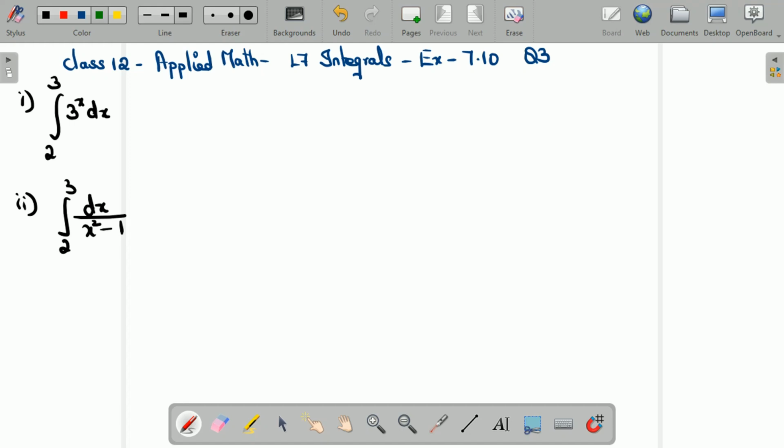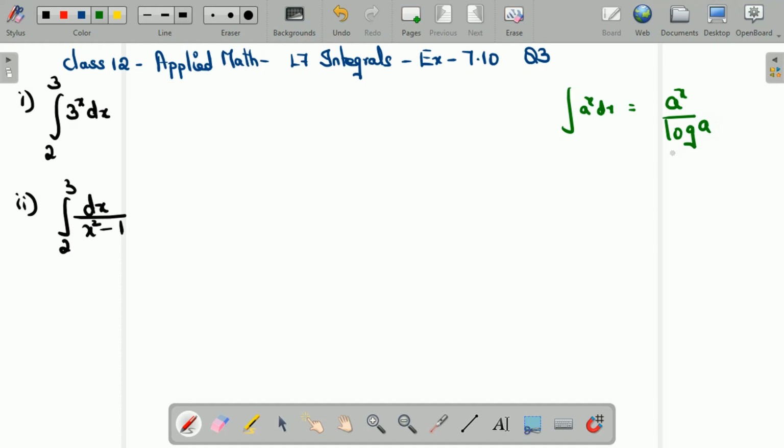In this video, let's find a solution for the third question in exercise 7.10. Let's look at the first subdivision, integral 2 to 3 of a^x dx. So this is of the form integral of a^x dx. Let's directly apply the formula, which is a^x by log a.